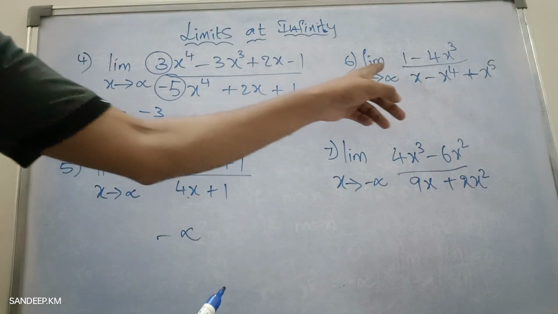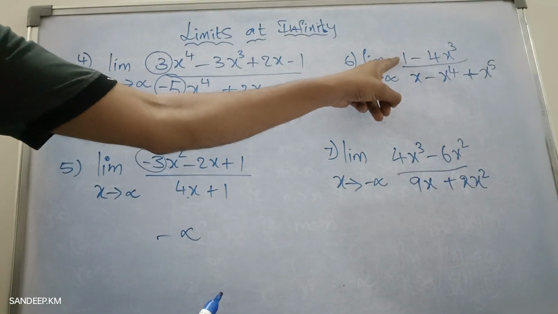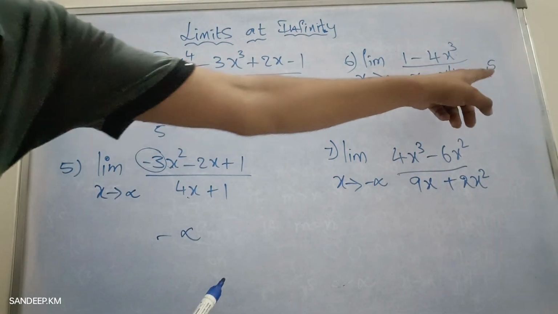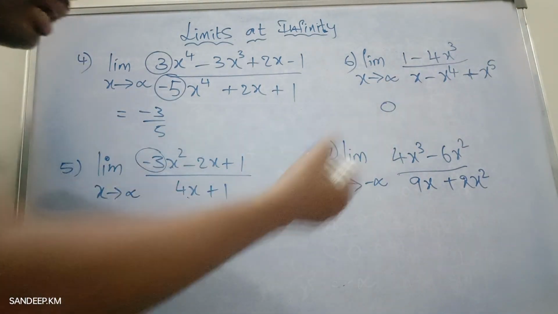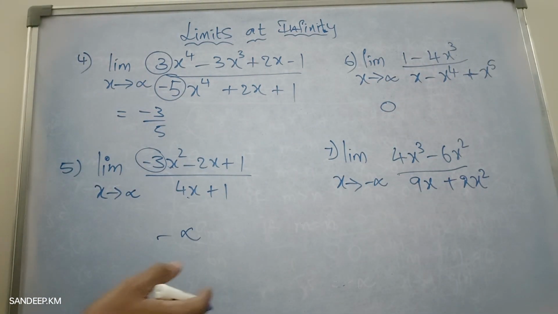Next, please observe properly. What is the degree of numerator? 3. The degree of denominator? 5. In that case, what is the answer? The answer is 0, because the degree of numerator is less than degree of denominator.